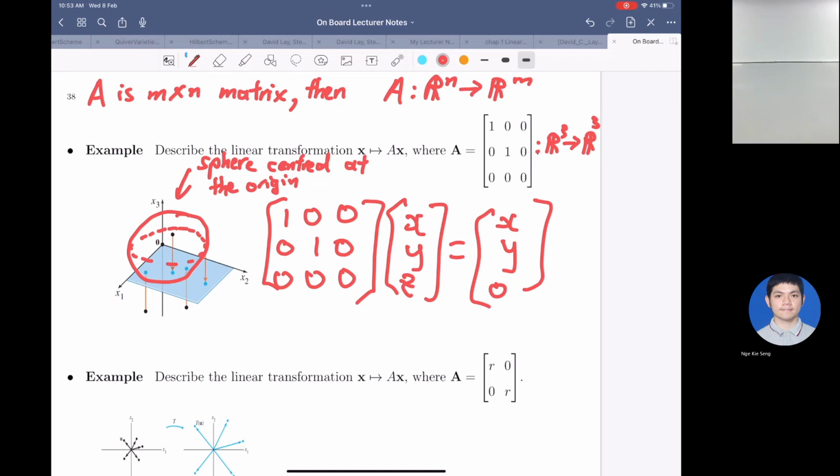You got a sphere, right? Imagine it's a sphere, not round enough, but imagine it's a sphere, and then you make it flat. What do you get? A circle, yes. You get a circle centered at the origin. Very good.